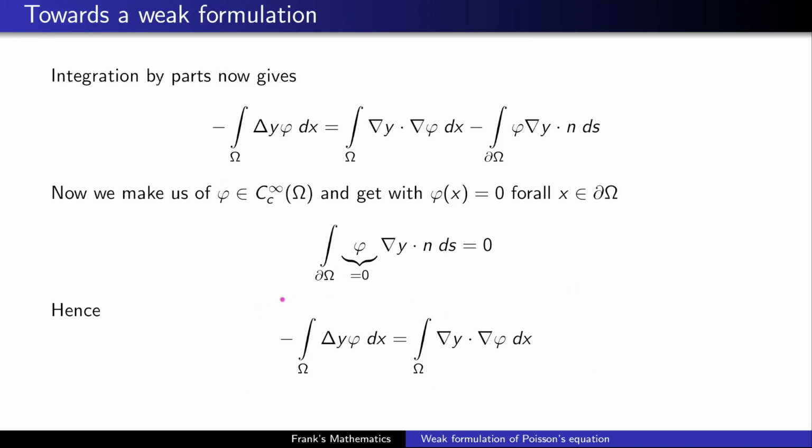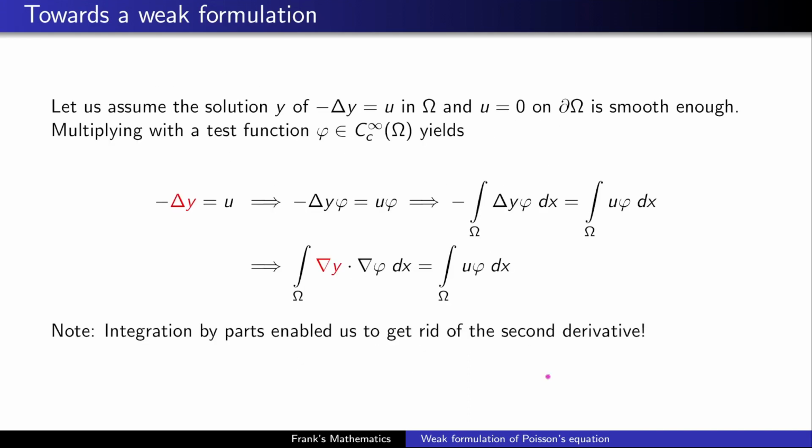So the fine thing is there is no boundary term, and the second derivatives of y are reduced to first-order derivatives of y. This is very nice, because what have we achieved? We started with the Laplace equation and ended up with an integral formulation, but we get a reduction of the derivatives. So here I've written it again: integration by parts enabled us to get rid of the second derivative.